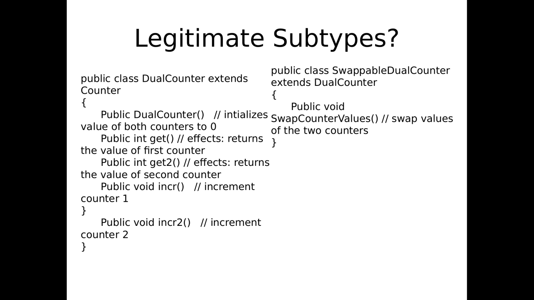After all, it provides an increment. So, turns out the answer is yes. It's perfectly legitimate. If you are passed in a dual counter as if it were a counter, all you know in your part of the code, this thing you think is a counter, is that you initialize it, and it initializes the counter to 0. It so happens it initializes another counter too, but that's fine. You don't know about that other counter. Then you call increment, it's incrementing in the same sort of way.